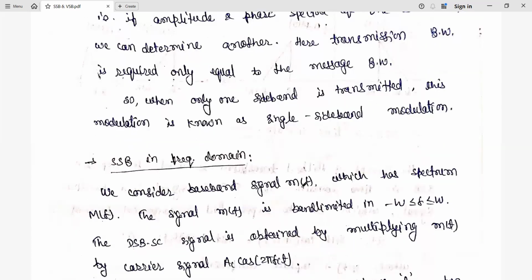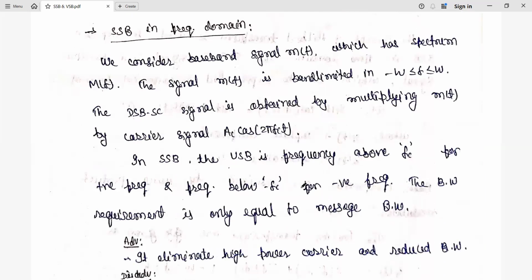Now we are going to see SSB in the frequency domain as well as the time domain. Here, the message signal or baseband signal is considered as m(t), and its Fourier transform is M(f), which is band limited in the range of minus W to plus W. We have already seen that in DSB-SC, the modulated wave is obtained by multiplying the message signal with the carrier signal.